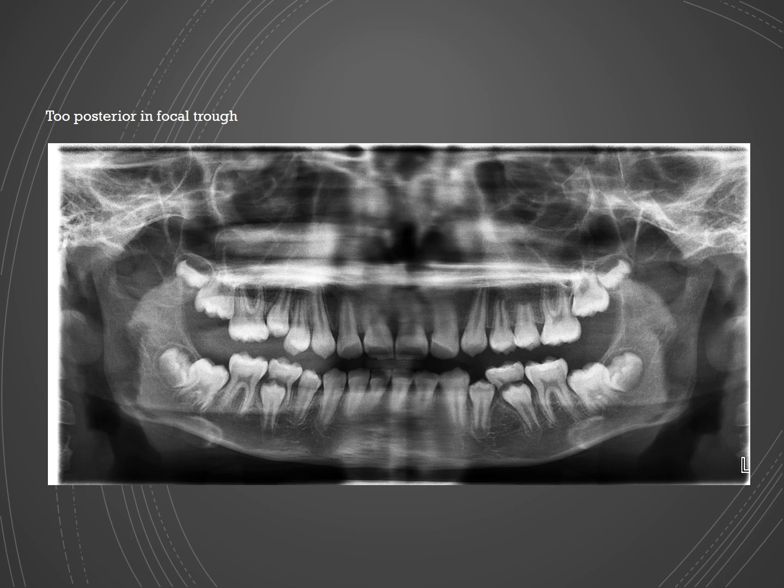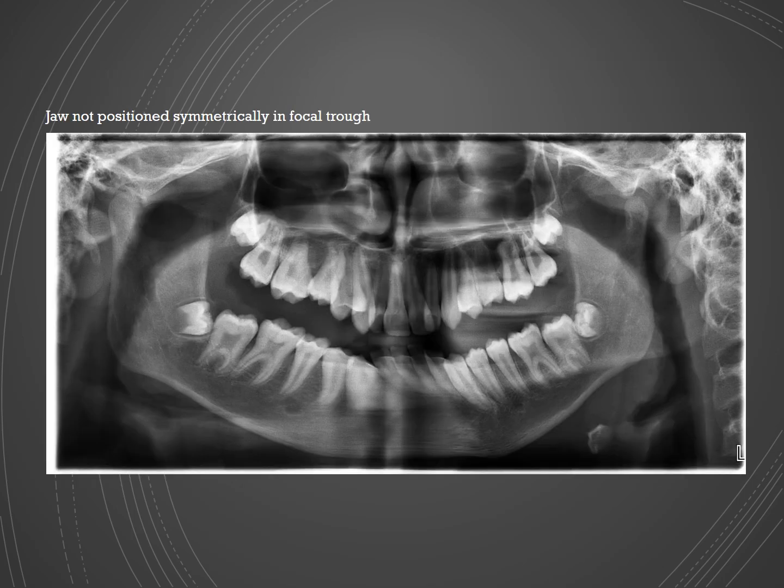So again, the central area is blurred because they have gone out of focus and are not in the focal trough. If the jaw is positioned asymmetrically, that means the patient is not centered, or the patient has done a little bit of movement during the x-ray taking, you will notice that there is specific blurring in one particular area because of patient movement, and also one side of the jaw is appearing wider than the other side.